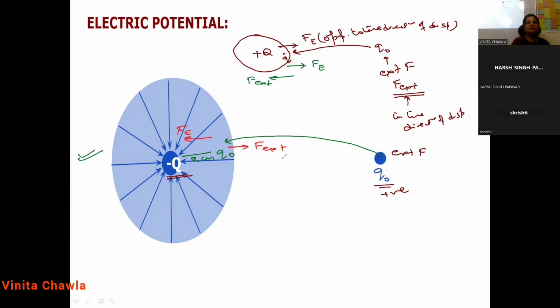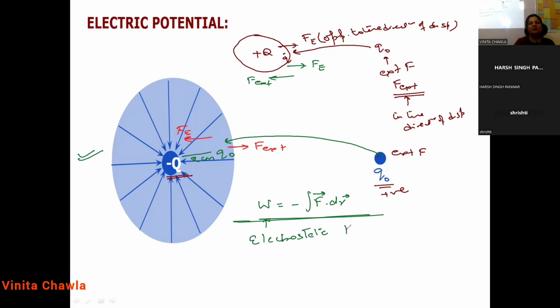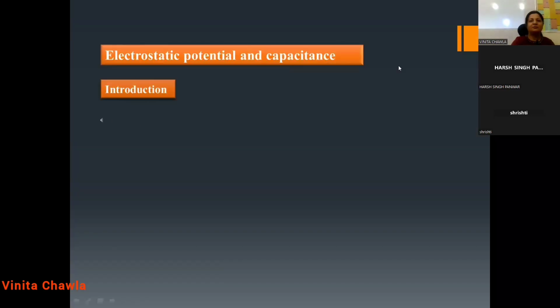Again, the work will be done against the electrostatic force, and this work done is minus F dot dl. Yes, same. This work done is nothing but electrostatic potential energy. It is equivalent to electrostatic potential energy. Okay, please write this.